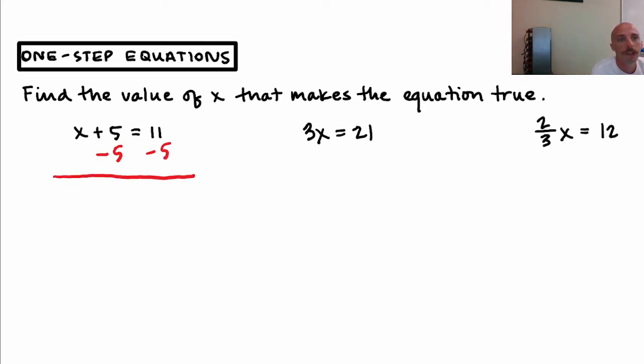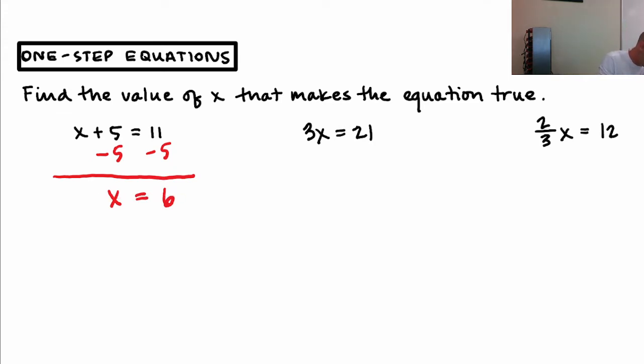Now you won't see me do this really past this lesson, where I write minus 5, minus 5. I'll just say I'm going to subtract from both sides, and I'll just say x equals 6, but we'll get there. For now, I'm going to say x plus 5 minus 5. Well, that's x plus 0, and that's just x. And this is going to be equal to 11 minus 5, which is 6. That's how we solve an equation.